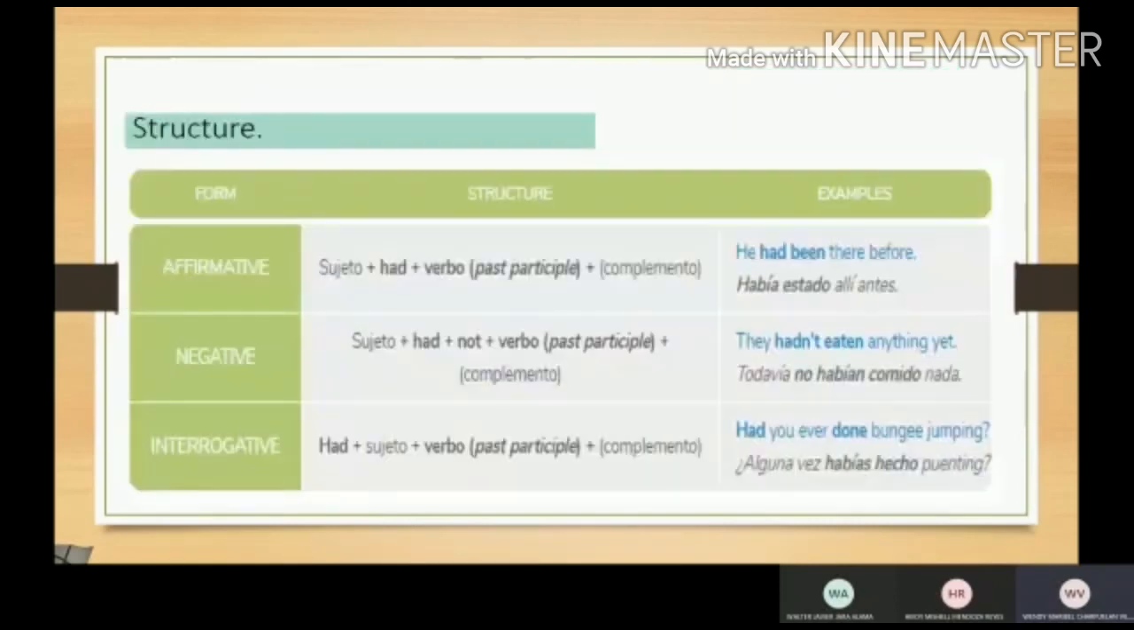Structure. Affirmative: subject plus had plus verb in past participle plus complement. Example: he had been there before. In negative: subject plus had plus not plus verb in past participle plus complement. Example: they hadn't eaten anything yet. Interrogative: had plus subject plus verb in past participle plus complement. Example: have you ever done bungee jumping?